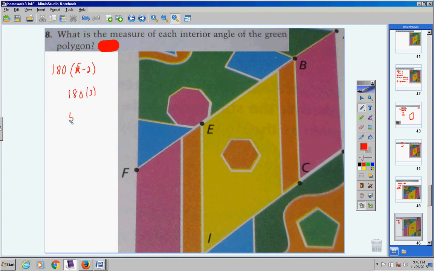180 times 3 is 540. So there, if I add up all 5 of these angles, I'll get 540. So to find the measure of one angle, just divide this by 5 because all 5 angles are congruent, and you will get 108 degrees. So each one of these angles right here is 108. If you were to put 108 in all of these angles, add them all up, you would get 540. Okay? So the measure of one angle is 108 degrees.